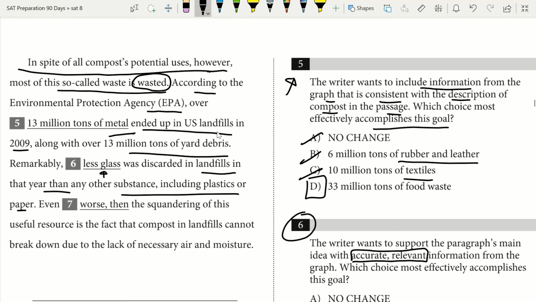So anytime you're dealing with a table or a graph, you want to make sure that it's both accurate with what you're saying in the passage and in the graph, and also that it supports your point and what you're saying in that sentence and in that paragraph as a whole.